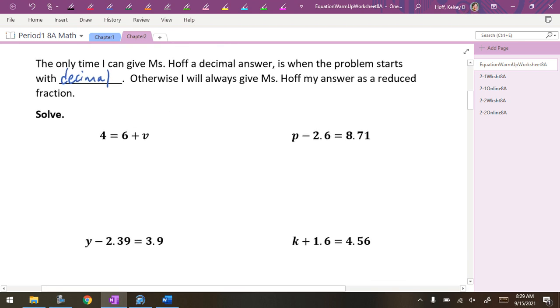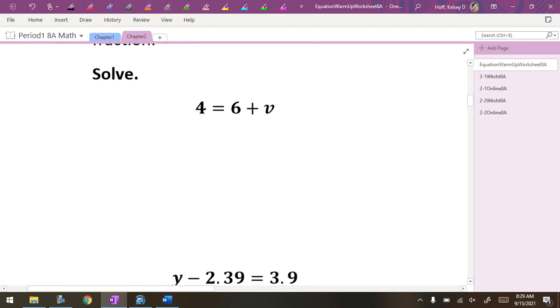Part of this is showing work. Ms. Hoff expects to see certain pieces. So this very first problem, 4 equals 6 plus v, and you've done this previously. Whether you love it or hate it, you're required to do it. The very first thing you're going to do is draw a line through the equal sign. This is so that we can keep that equal sign on the line. Every single problem should have this.